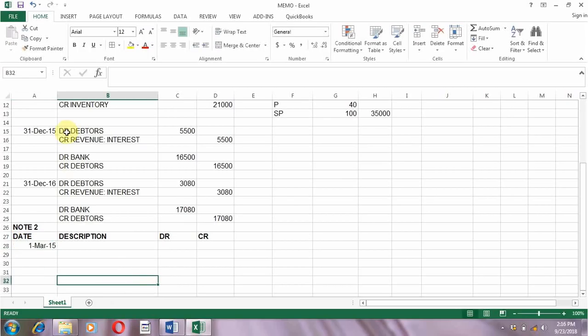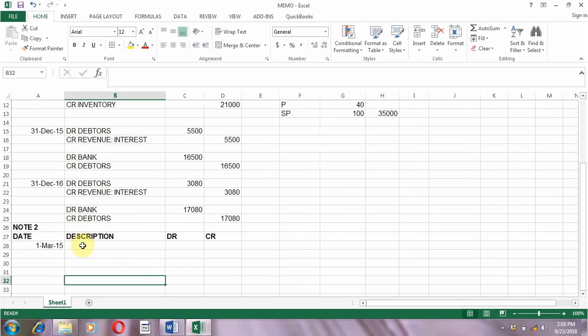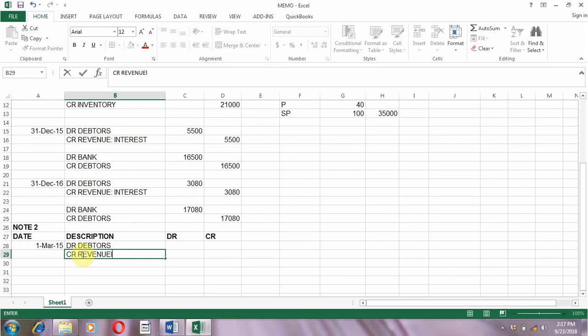And we have a sale of an asset after discount. So it's a sale, so I'll say I debit the debtor's account. I credit the revenue, no, a revenue sales, I beg your pardon.